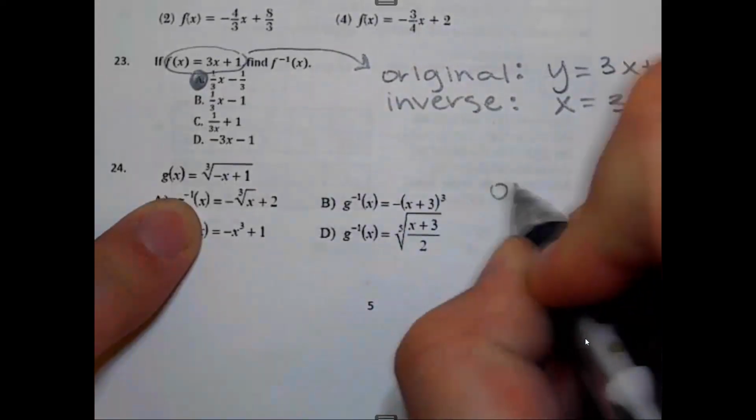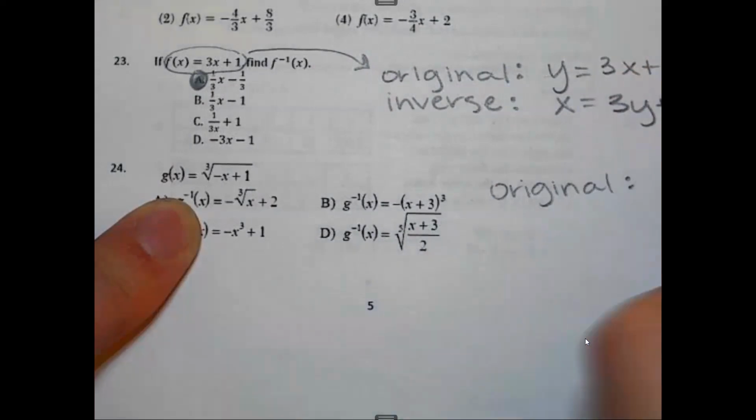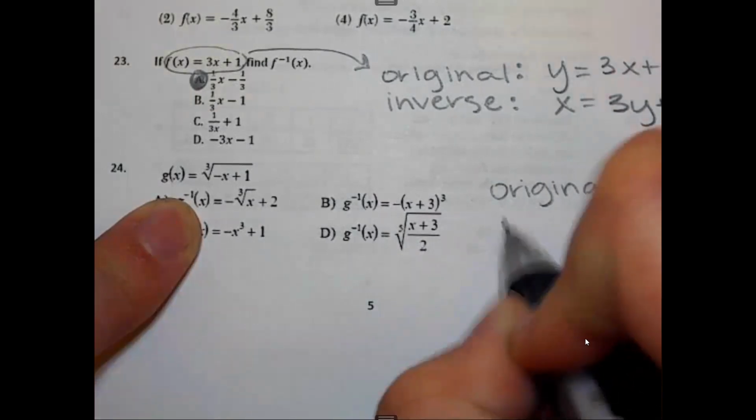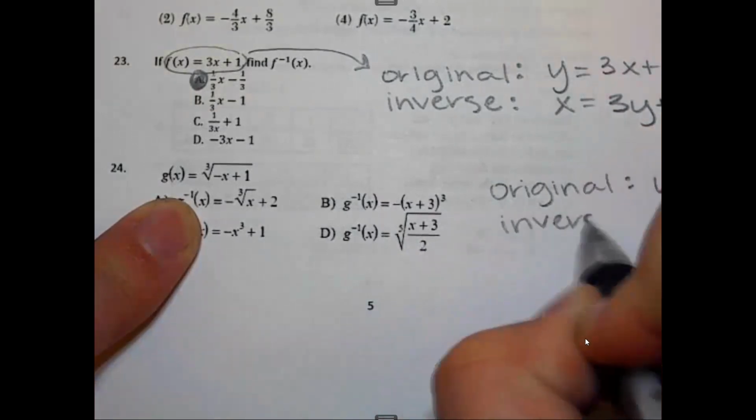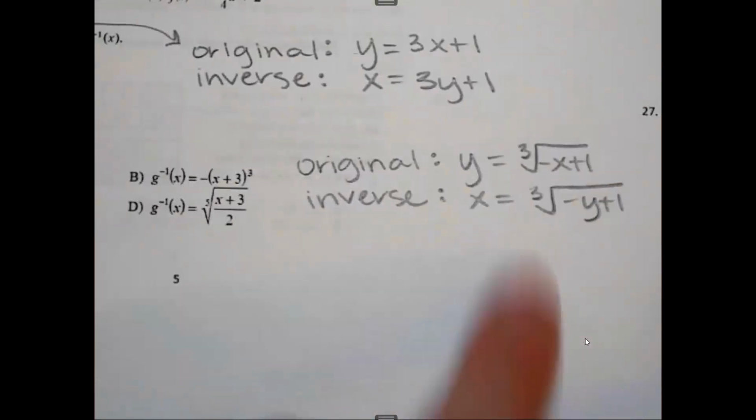So the original problem is y equals cube root of -x plus 1. So the inverse is going to be x equals cube root -y plus 1. So we're going to go ahead and graph that.